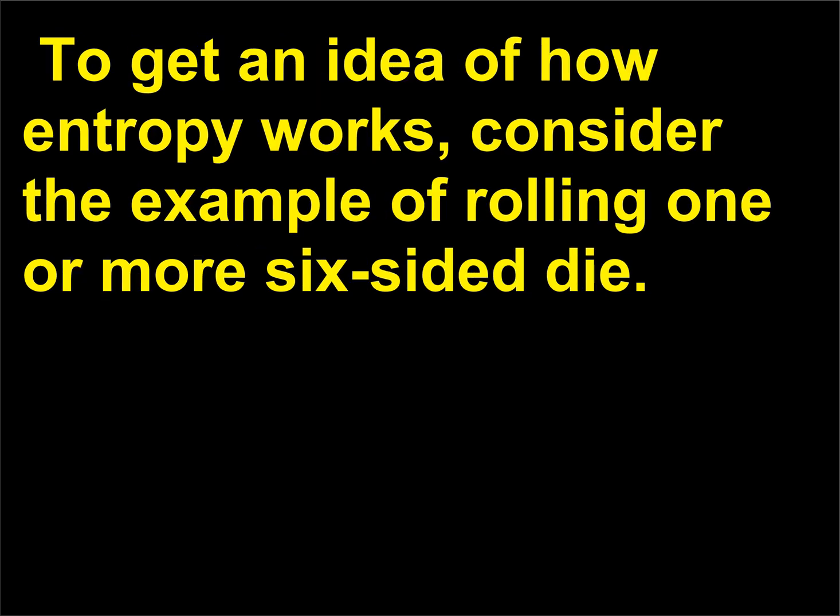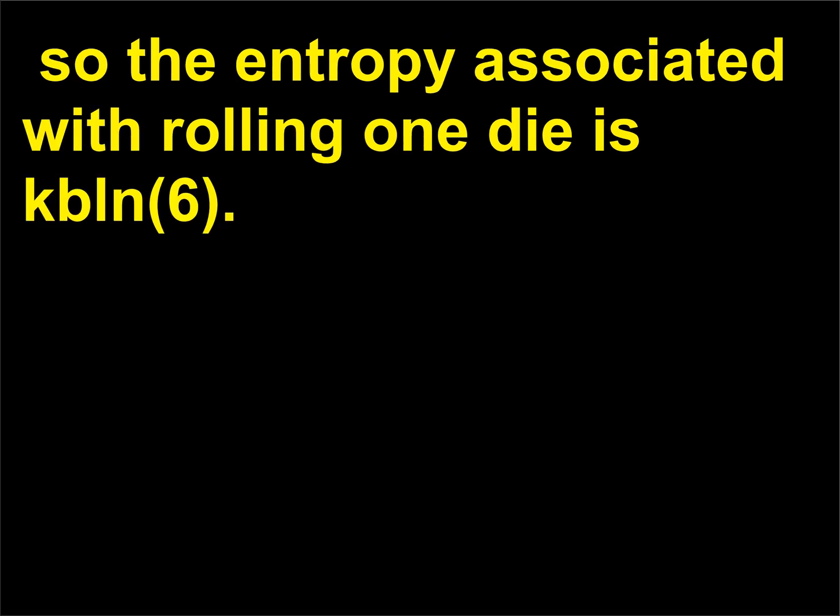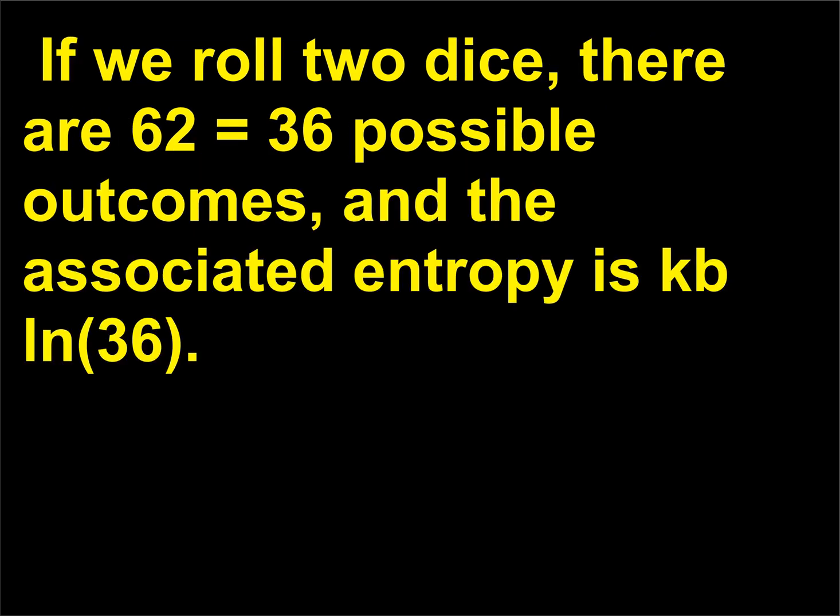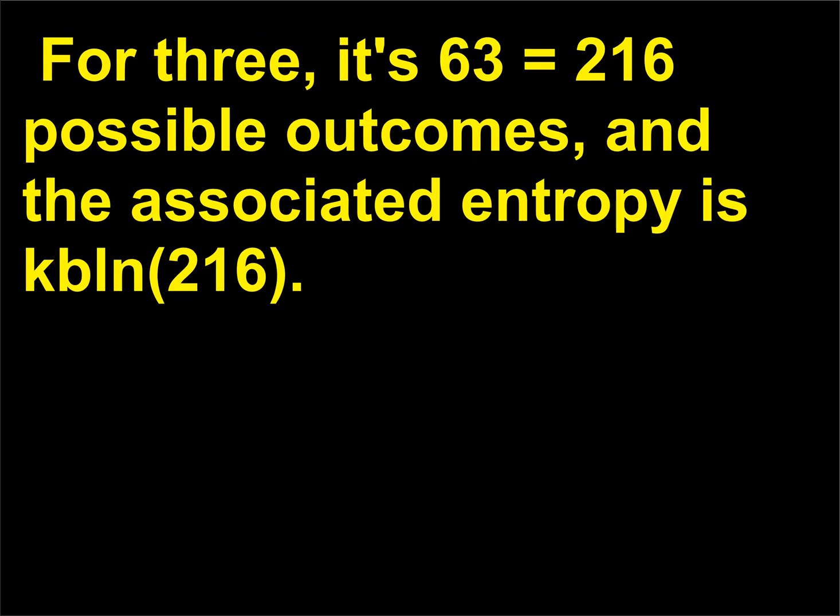To get an idea of how entropy works, consider the example of rolling one or more six-sided dice. On the first roll, there are 6 possible outcomes. So the entropy associated with rolling one die is k_B ln 6. If we roll 2 dice, there are 6^2 equals 36 possible outcomes, and the associated entropy is k_B ln 36. For 3, it's 6^3 equals 216 possible outcomes, and the associated entropy is k_B ln 216.